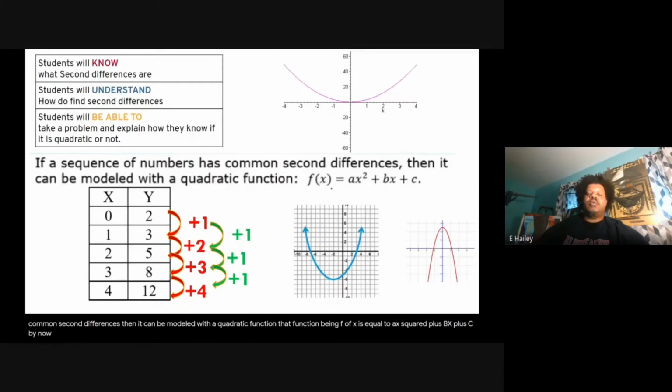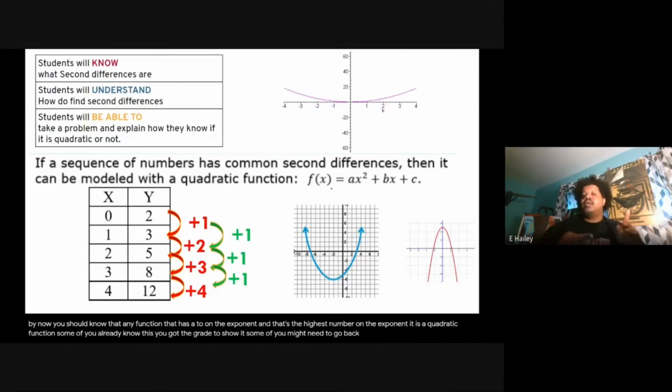By now, you should know that any function that has a 2 on the exponent, and that's the highest number on the exponent, is a quadratic function. Some of you already know this. You got the grade to show it. Some of you might need to go back and do some of the work that you tried before and get a higher grade. Remember, you can do more than one try on these online assignments.